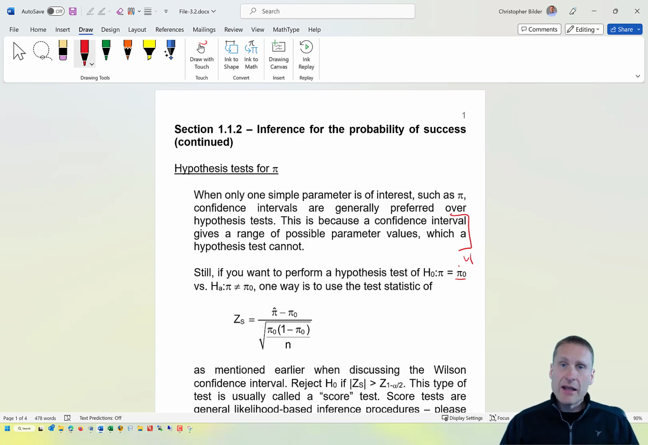But there occasionally can be times where you just want to do the hypothesis test. Maybe you just want to get a p-value so you can get a measure of evidence against the null hypothesis. So we're going to talk about two brief ways to do this hypothesis test, where the first one you should have seen before in an introductory statistics course.